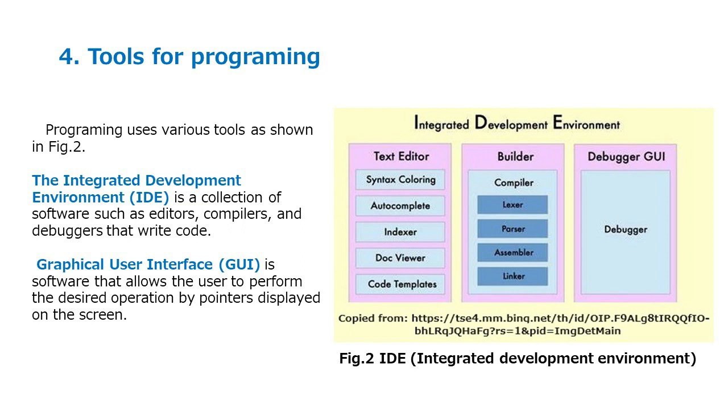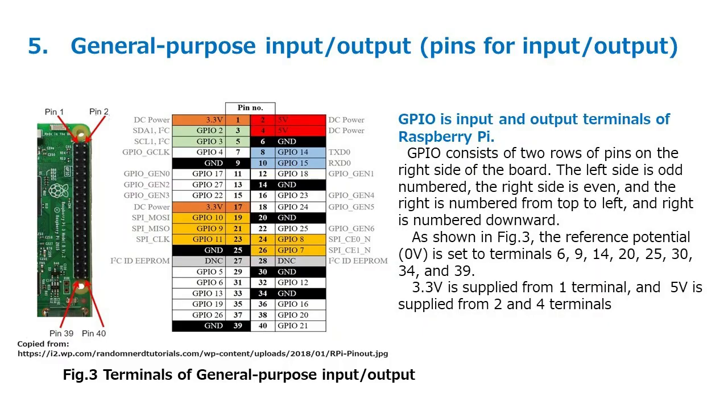Tools for programming. Programming uses various tools as shown in Fig. 2. The Integrated Development Environment, IDE, is a collection of software such as editors, compilers, and debuggers that write code. Graphical User Interface, GUI, is software that allows the user to perform the desired operation by pointers displayed on the screen. General Purpose Input/Output. GPIO is the input and output terminals of Raspberry Pi.